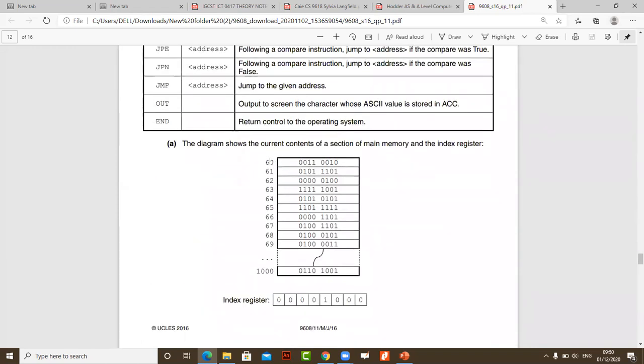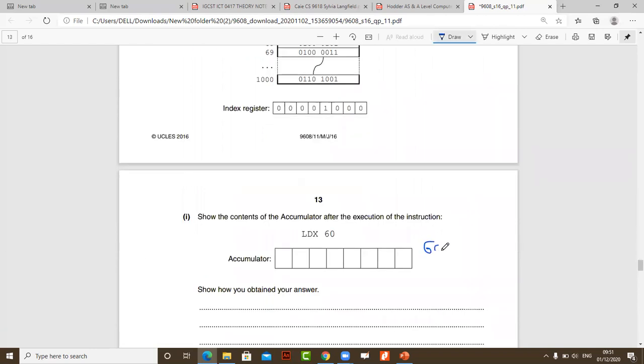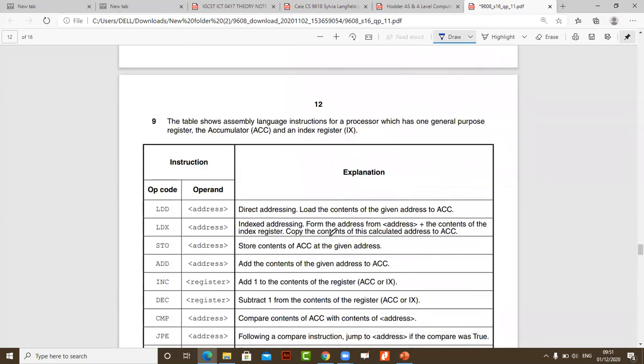मैंने आपको पहले बताया these are the addresses, these are the contents. तो 60 is the address. तो 60 में अगर मैं ऐड करता हूं content of the index, what we will have is 60 plus 8 which is 68. So we get 68. और फिर वो कहते हैं copy the content of this calculated address to ACC which is accumulator. Accumulator is a register that temporarily stores your mathematical calculations.